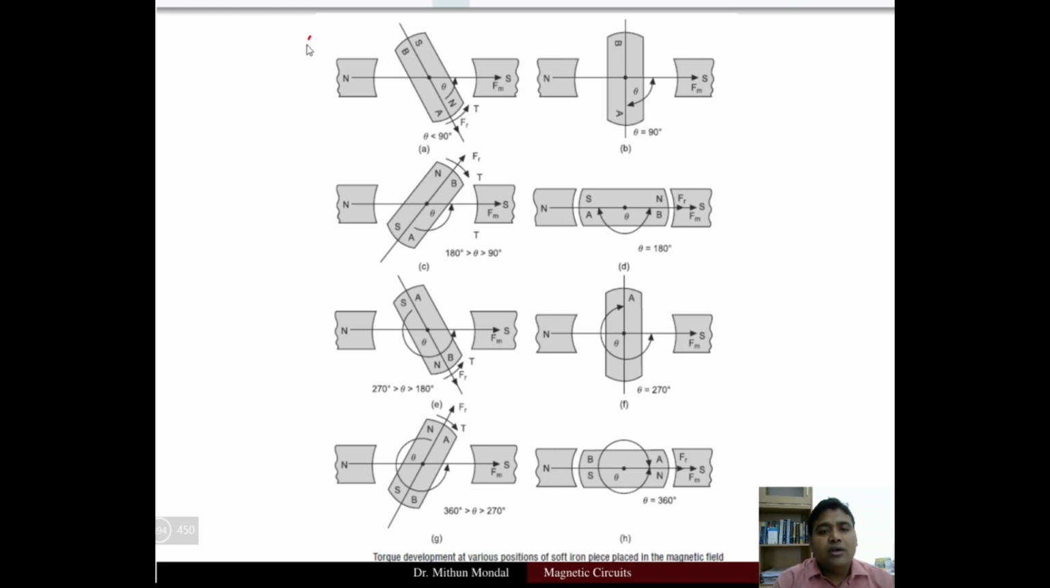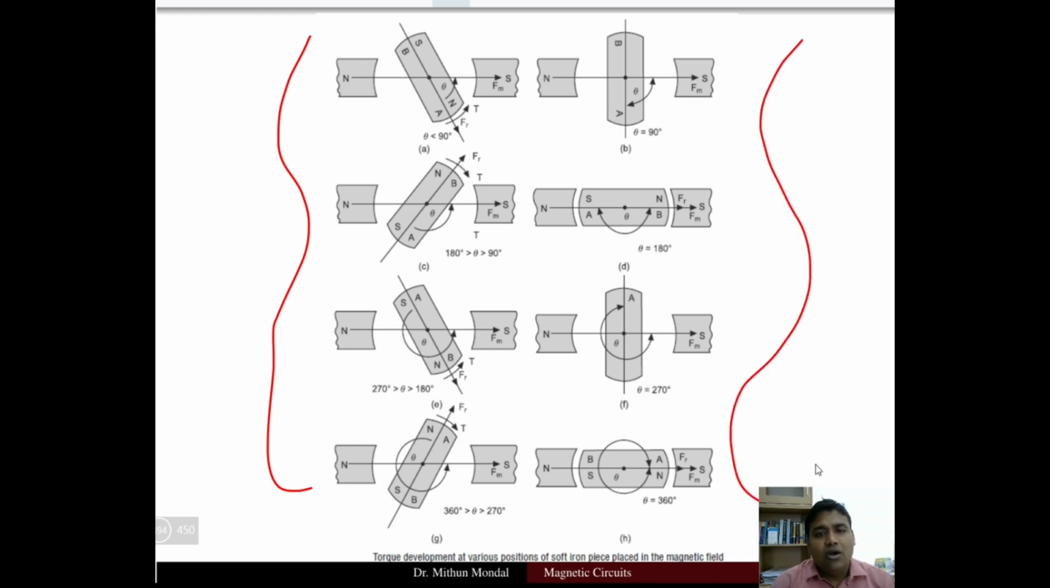So the complete figure can be looked at from 0 to 360 degrees of rotation of the soft iron piece in the permanent magnet's north and south poles. The magnetic field Fm direction will always be constant here, and Fr, that is the rotor field, is changing.